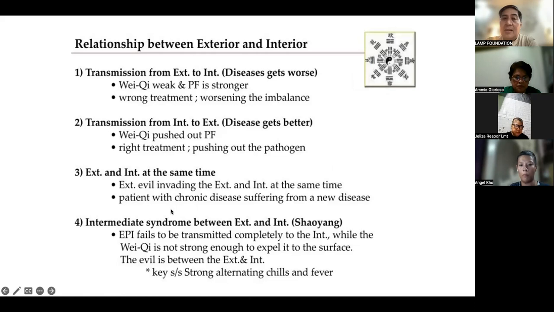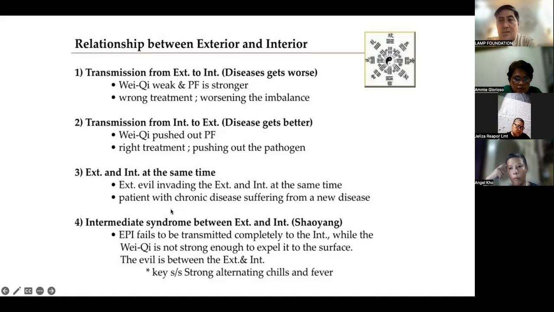So, pag naging interior ang exterior, this means the disease is getting worse. No? So, kung una-una yung pasyente mo, exterior. Pero sa pangangalaga mo, dahil hindi ka nag-train sa lamp, naging interior. So, ibig sabihin, the disease is getting worse. Can you follow? How do you know this? The Wei Qi is weak. What happens when the Wei Qi is weak? No?